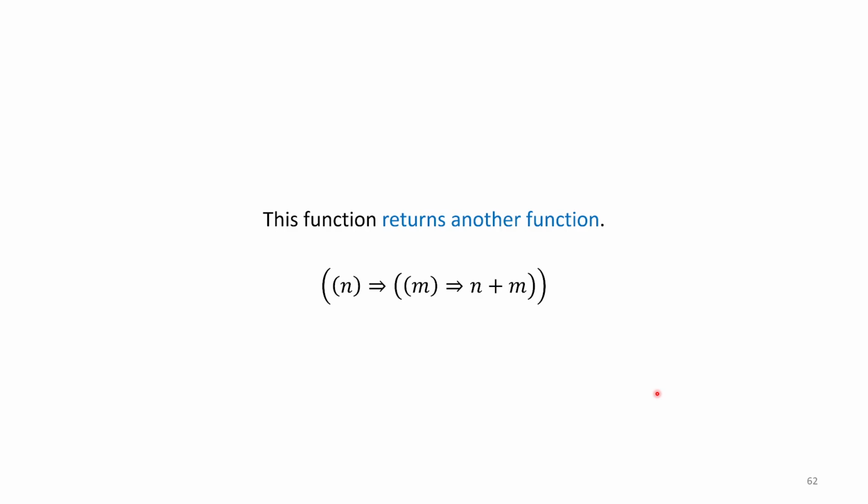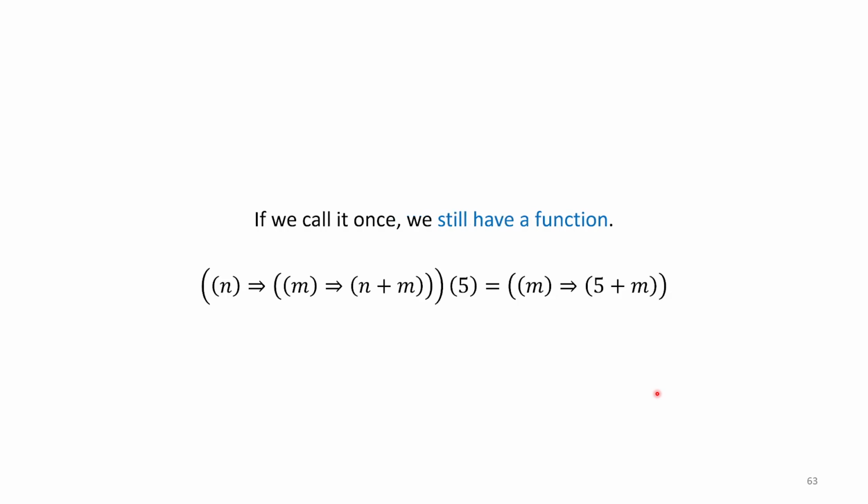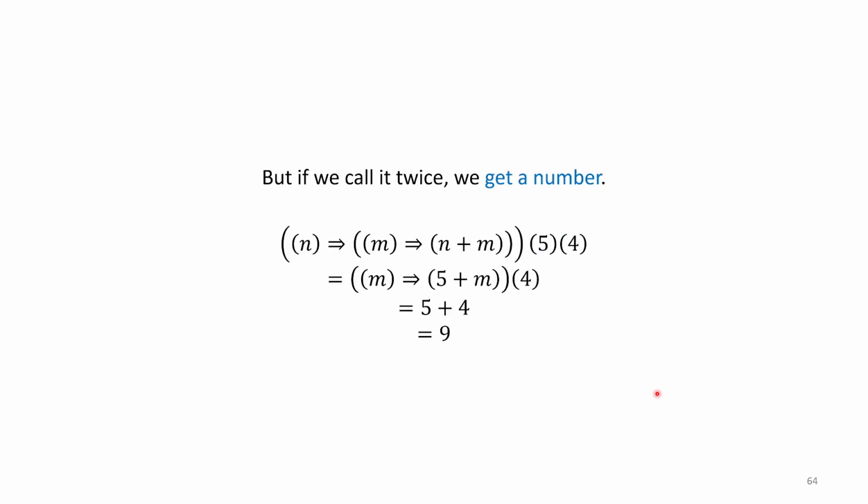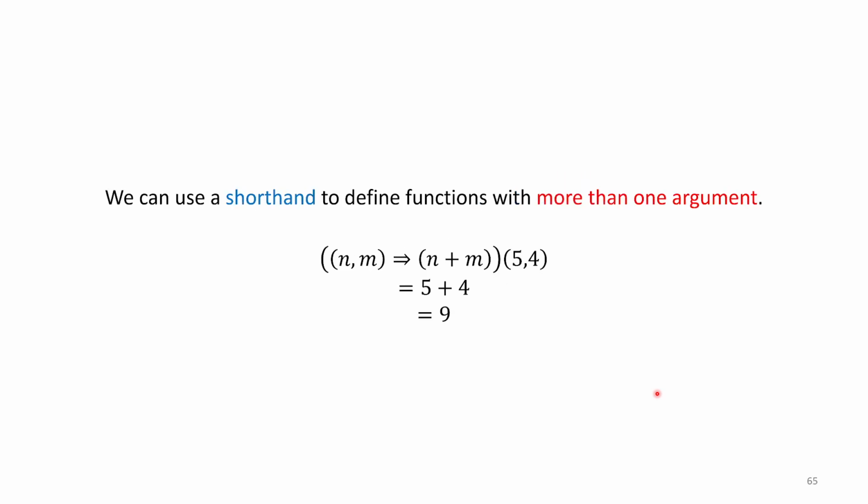Here's another one, this is a function that returns a function. And if we call this function with just a single argument, 5, it gives us back a function. And so if we call it with 2 arguments, a 5 and a 4, it actually will then return us back to a number, in this case, the number 9. And we can use this to define a shorthand for functions that take more than 1 argument.